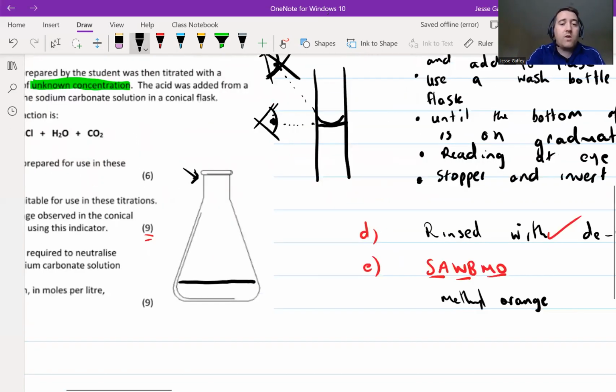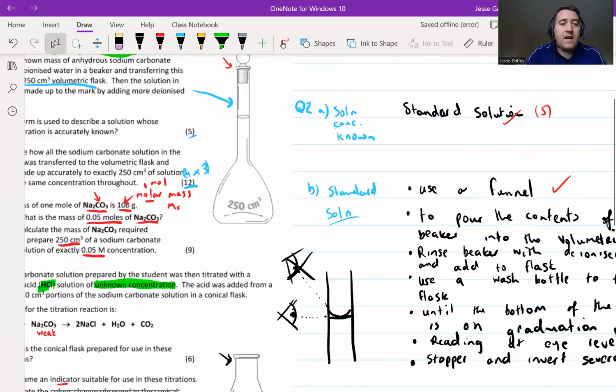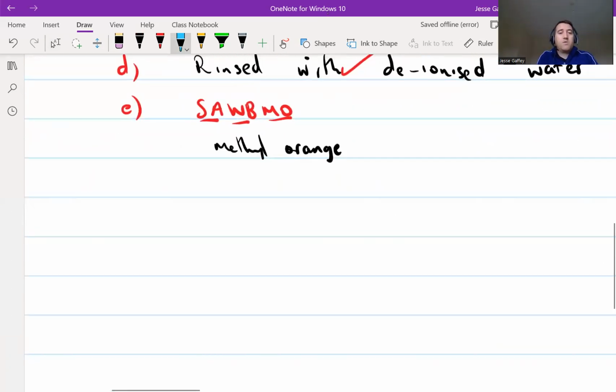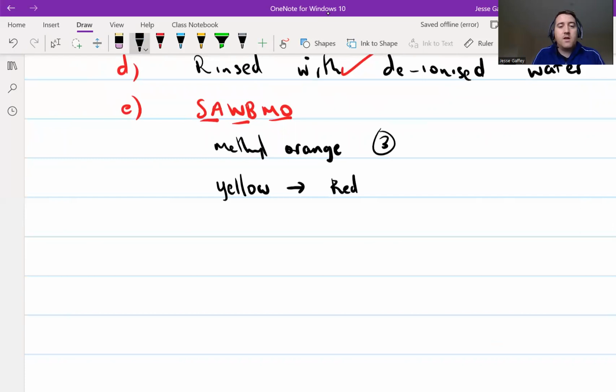Okay, so the first question is, what is it mixed with in the conical flask originally? So what is in the conical flask? Okay, here you can see the sodium carbonate is in the conical flask. That's the base. Remember, methyl orange is yellow in a base, red in an acid. So that means we should get yellow in the beginning because it's mixed with the base, and it turns to red at the end when the solution turns acidic. So yellow to red is the color change at the end point. All right, so that there is 9 marks. You're going to get 3 for this, 3 for this, and 3 for this. Well done if you got all 9 marks there.